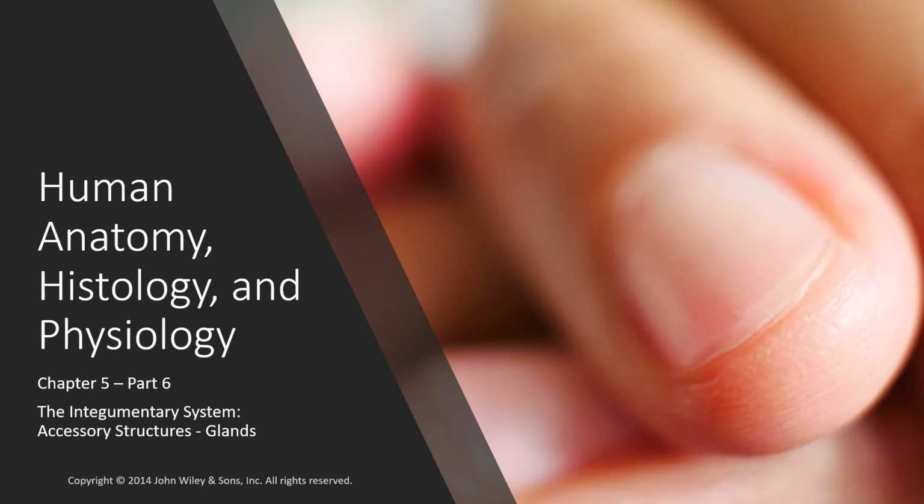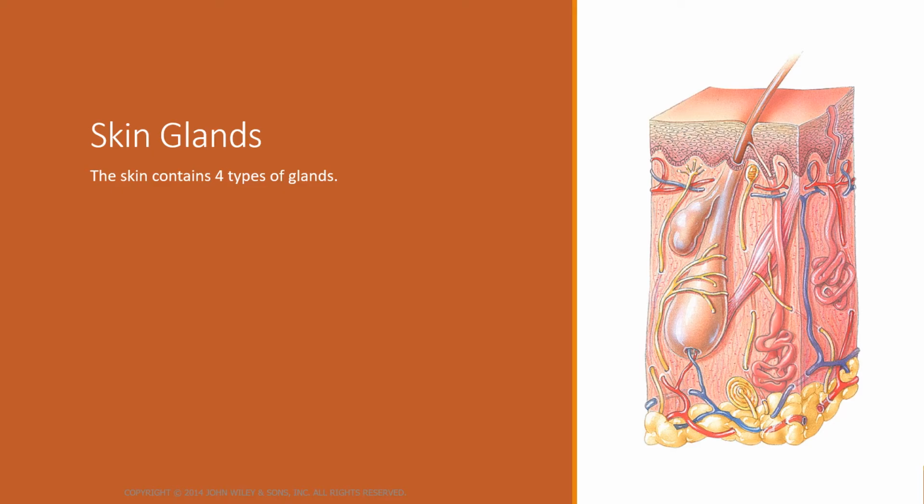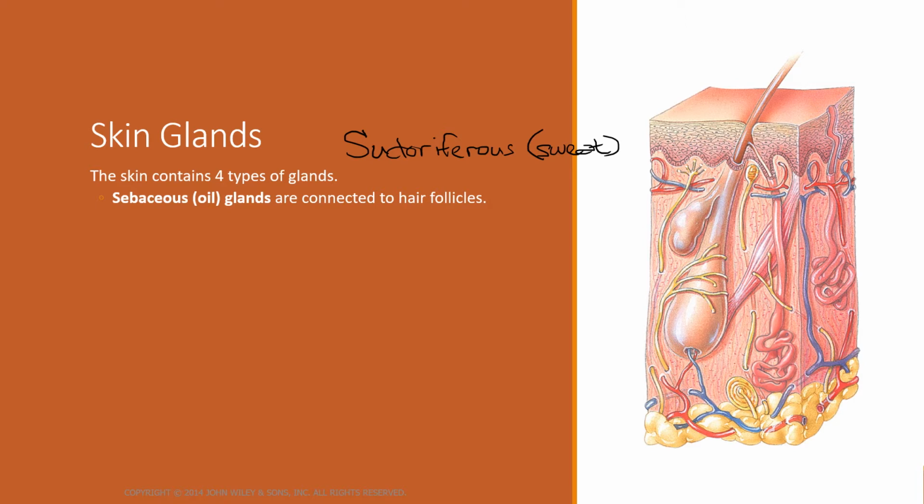In this lecture, we're going to continue looking at the accessory structures of the integumentary system, and we're going to be looking at glands. Several kinds of exocrine glands are associated with the skin. We have sebaceous or oil glands. We have sudoriferous glands, and these are sweat glands, and there are two kinds of those: eccrine sweat glands and apocrine sweat glands. And then there are also ceruminous glands.